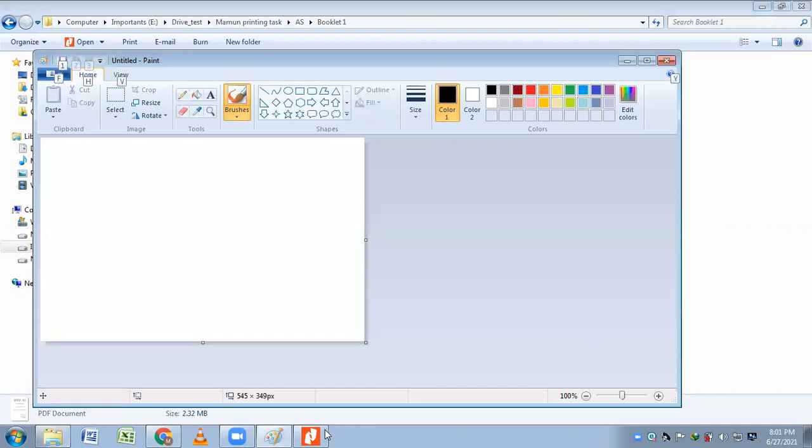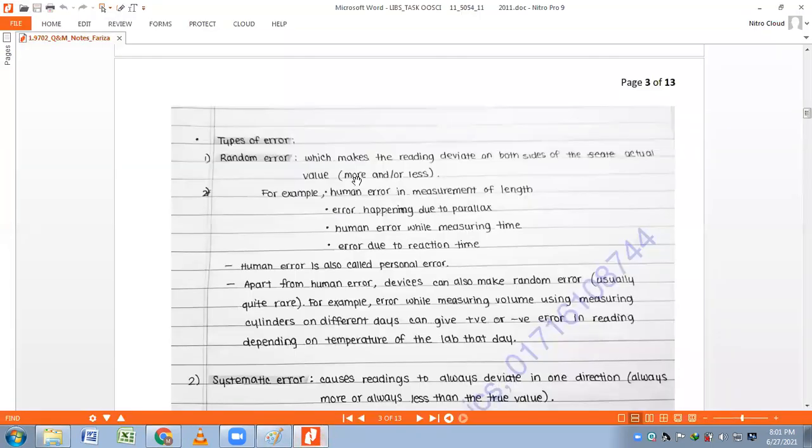So what we have over here is this table. Random error makes the reading deviate on both sides of the actual value, more and/or less. For example, human error in measurement of length, error happening due to parallax, and human error while measuring time, error due to reaction time. So pretty much everything mentioned over here is relevant to human error. If you wonder, if we have parallax mentioned over here, what is this human error in measurement of length? Why are these two things mentioned differently? Let me tell you this.